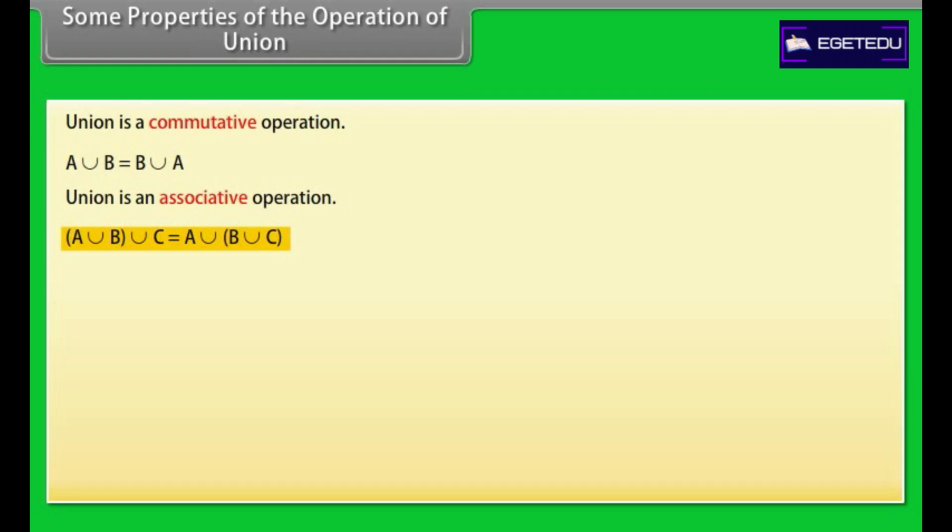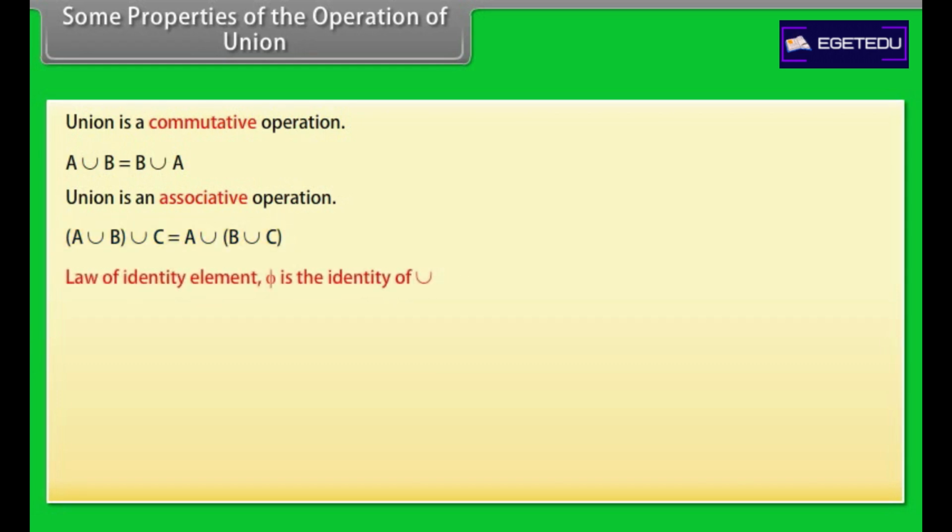Some properties of the operation of union. Union is a commutative operation. A union B is equal to B union A. Union is an associative operation. A union (B union C) is equal to (A union B) union C.